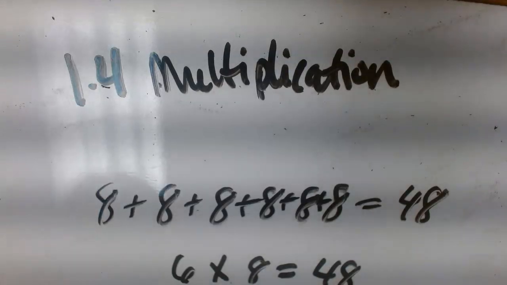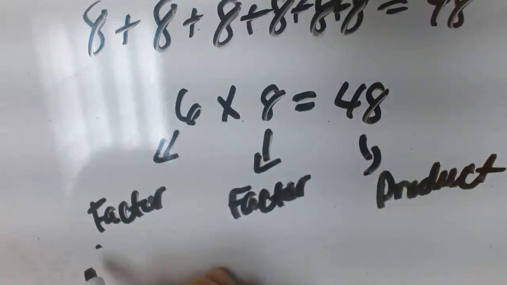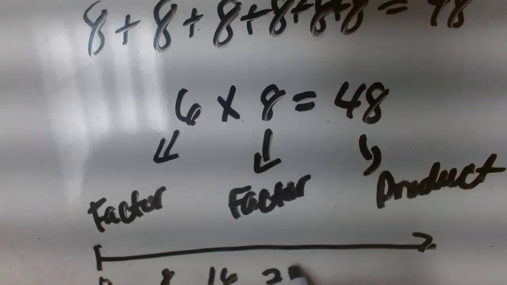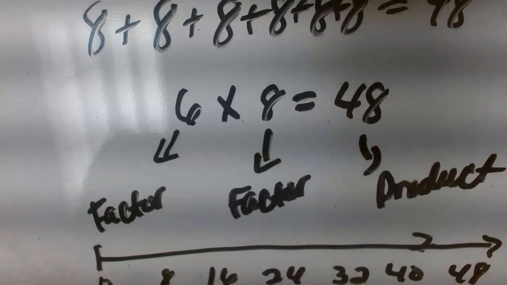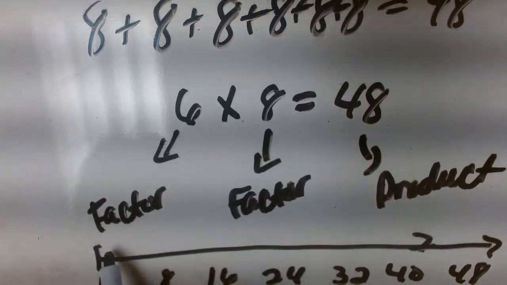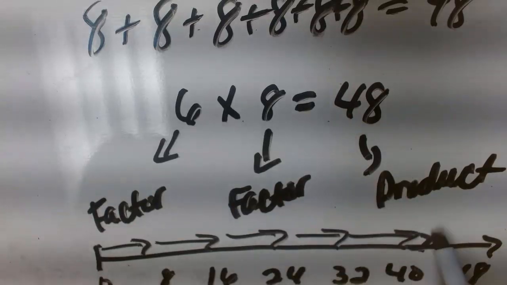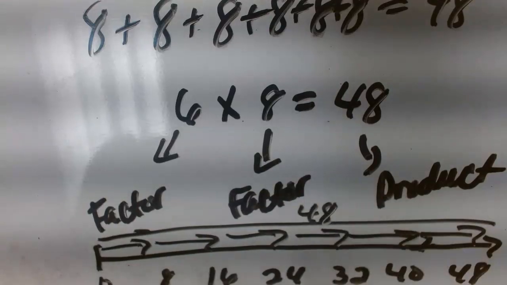If I was to do a number line, which I'm going to for y'all. Okay, so we've got 0, 8. Okay, so we would have 8, 8, 8, 8, 8, and 8. That would give you 48. That is how you would see it on a number line.